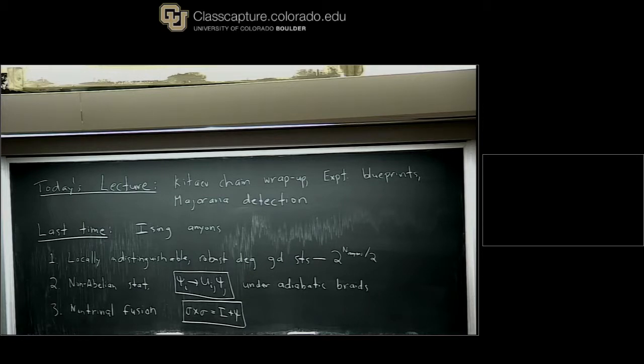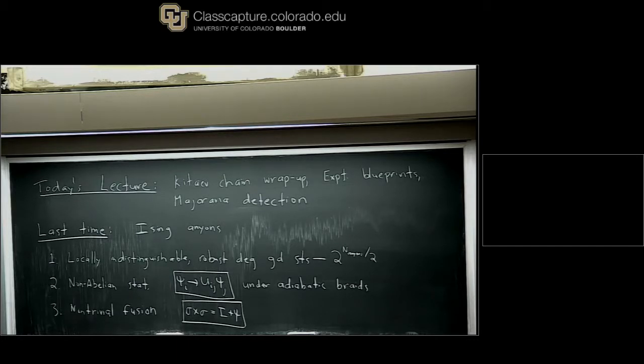Second defining characteristic is that if you perform an adiabatic braid of two of these non-abelian anyons, your system gets rotated within the degenerate ground state manifold. And finally, when you bring pairs of non-abelian anyons together, they exhibit non-trivial fusion rules. They can either annihilate each other or produce a fermion. So that's the non-trivial fusion rule for Ising anyons.